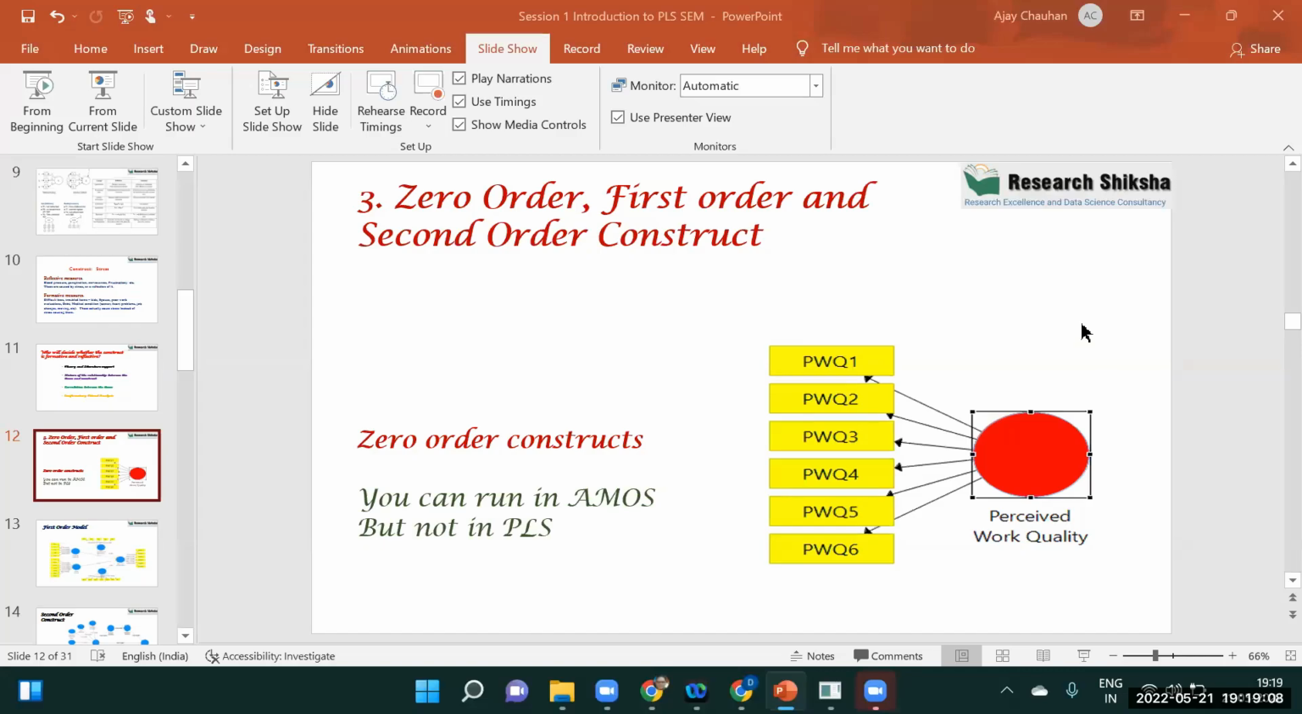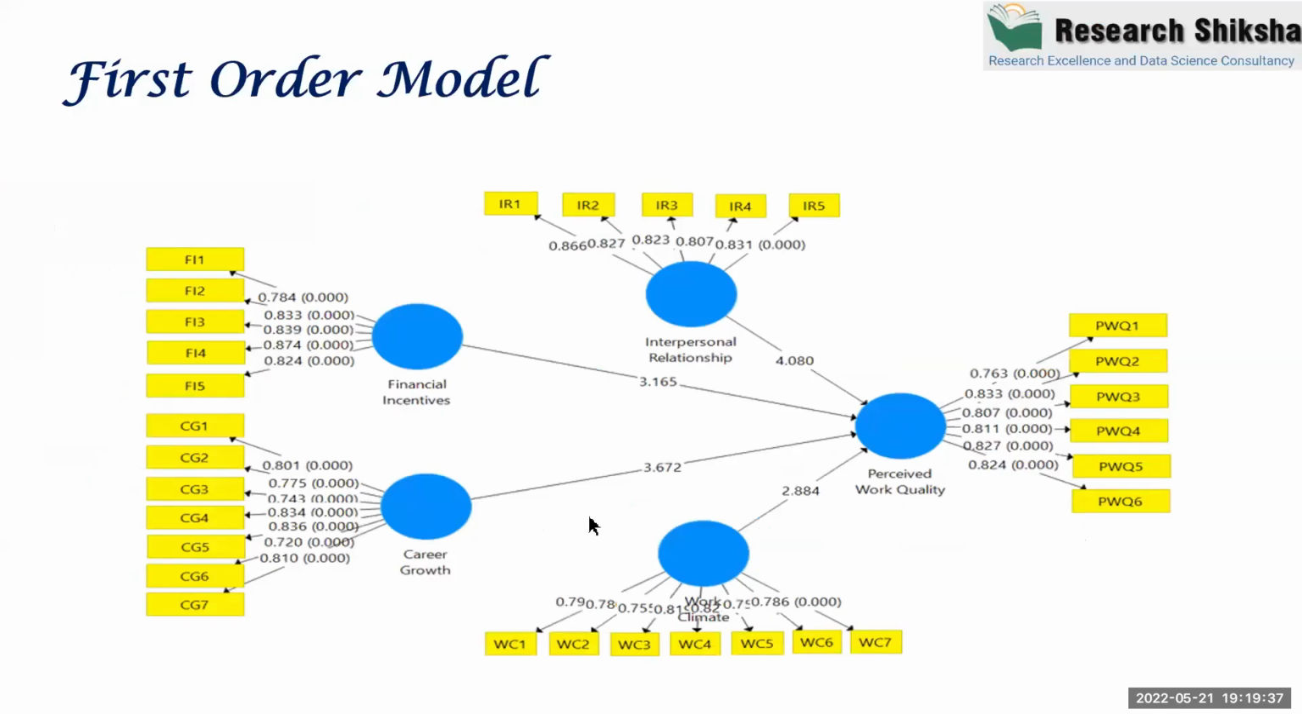So we were discussing the zero order, first order, and second order. Zero order: all the single constructs are known as zero order constructs. Like in this case, the perceived work quality is measured by 6 items. So all the 6 items are just representing the construct, and we call it a zero order construct. If I ask you how many zero order constructs we are having, the answer is 5. There are 5 zero order constructs in this model.